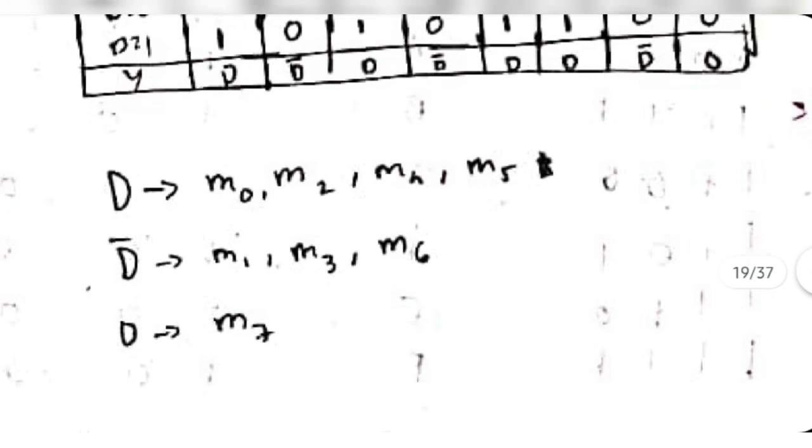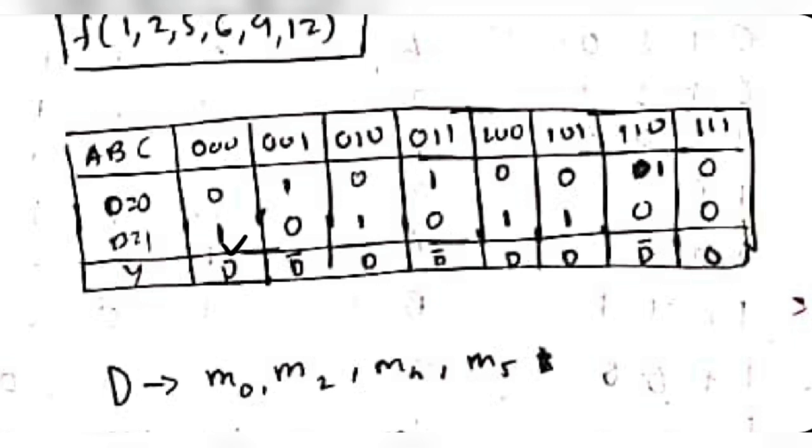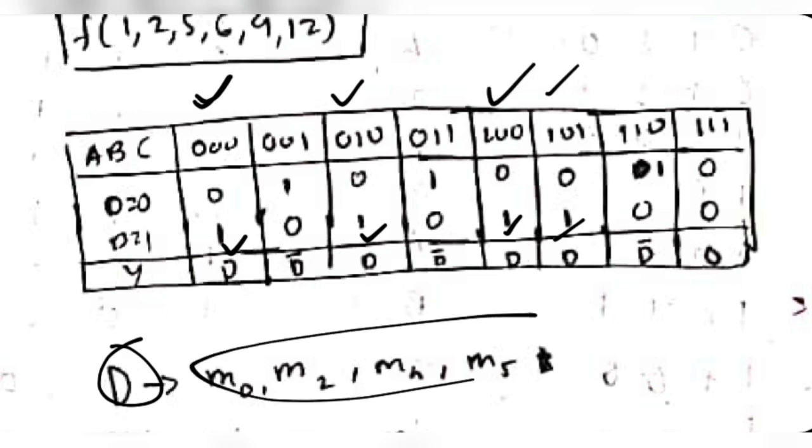After writing all of these values, make a note of which minterms have a D here. See, the terms which have D here are this one, this, and so on. So these terms have the value D. These are M0, M2, M4 and M5. So you will be writing it here. Similarly you will do the same for D bar and 0 also.